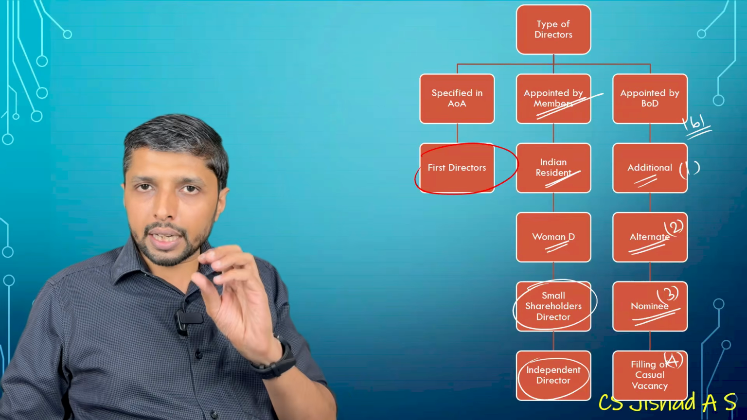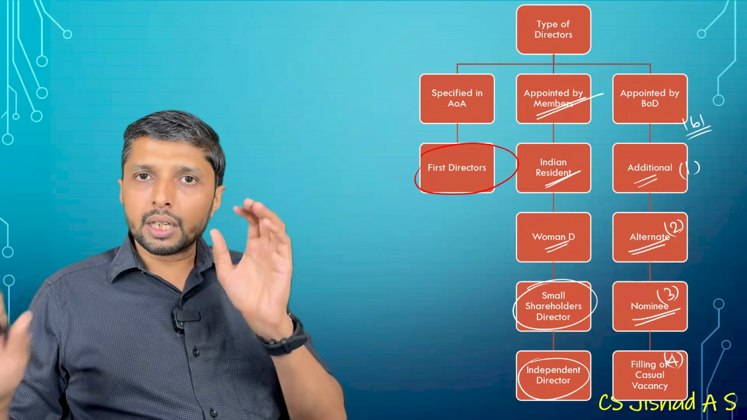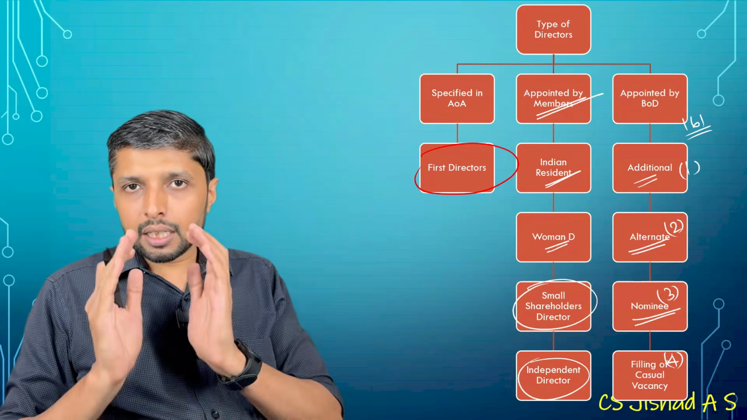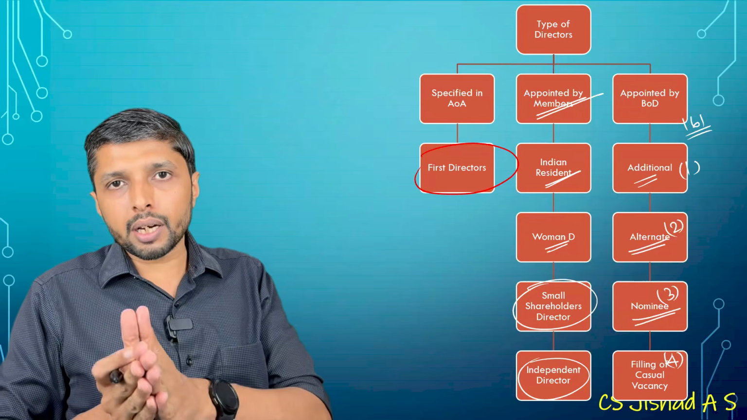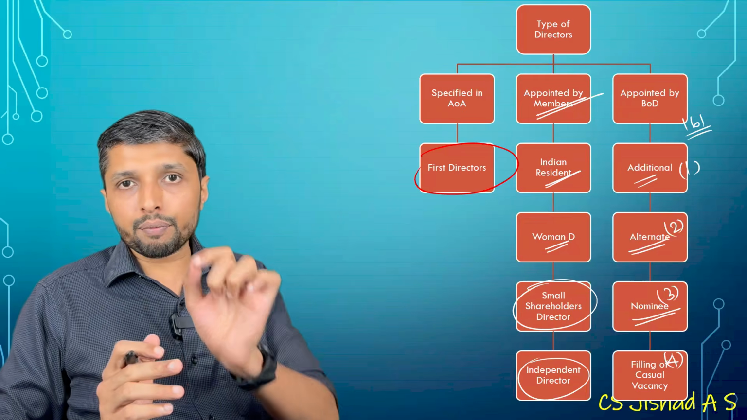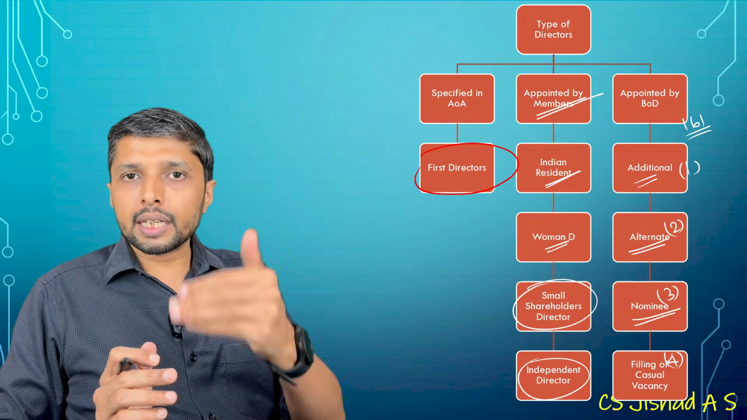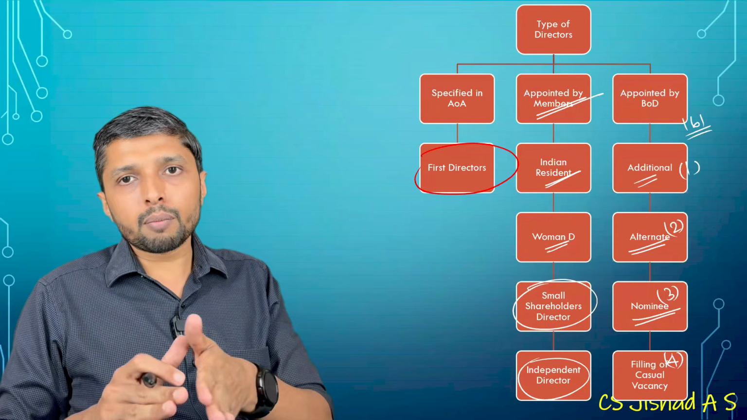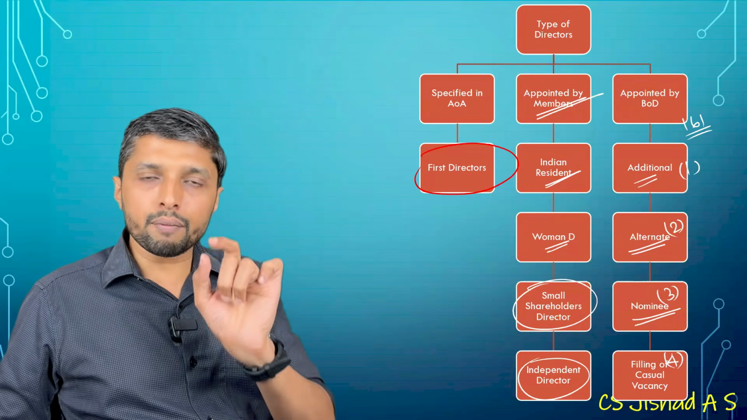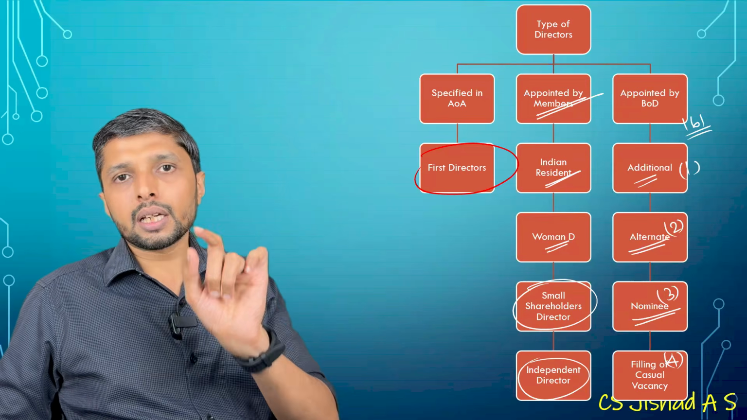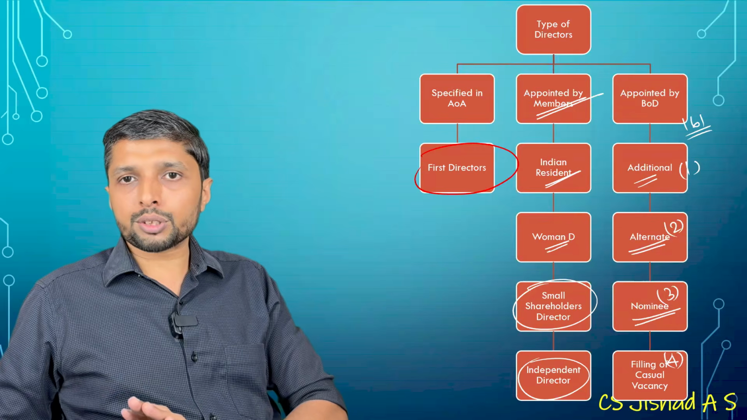In case of any casual vacancy in the post of a director who was appointed by members, please note, that vacancy can be filled by the board of directors. And you have to note that if the board of directors appoints a director, suppose an alternate director is appointed, a casual vacancy in that post cannot be filled by the board itself. Casual vacancy can be filled by the board only when the appointment was made by members. So in case of a director who is appointed by members, the board can fill that casual vacancy.